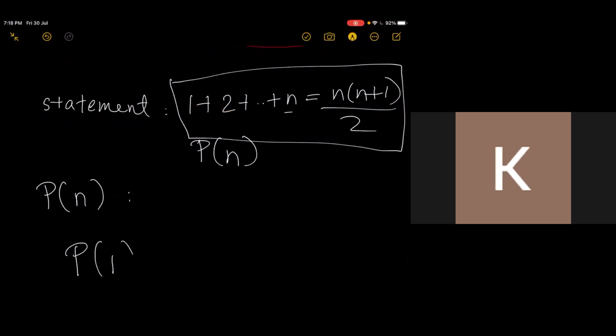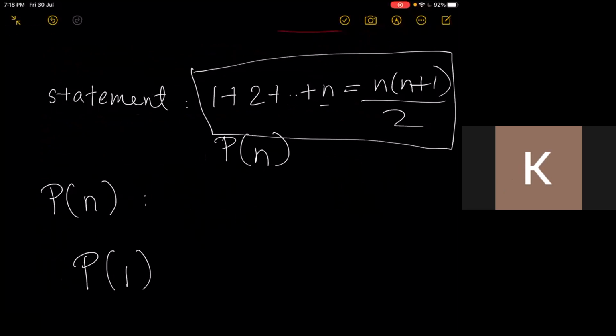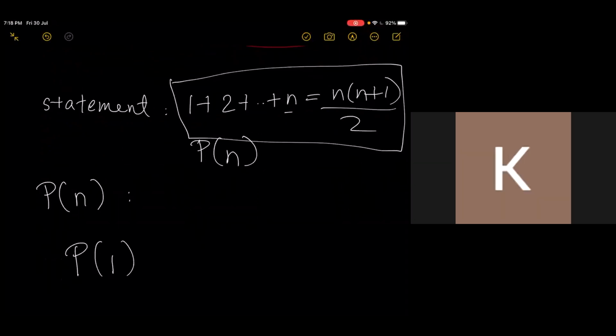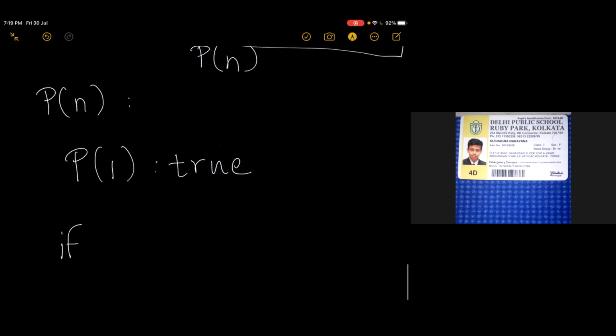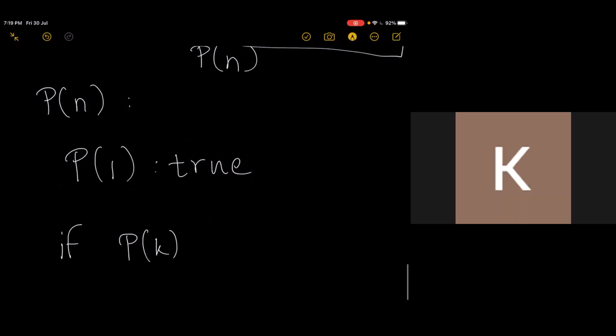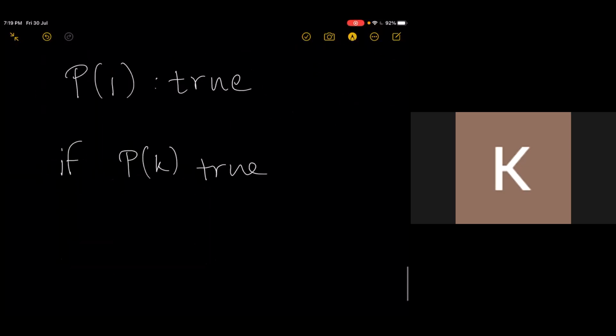So P1 is true, right? We checked. LHS was equal to RHS, both were just 1. P1 is basically the statement for n equal to 1. Everyone understood why P1 is true? Yes. And if Pk is true, then Pk plus 1 is also true, right?